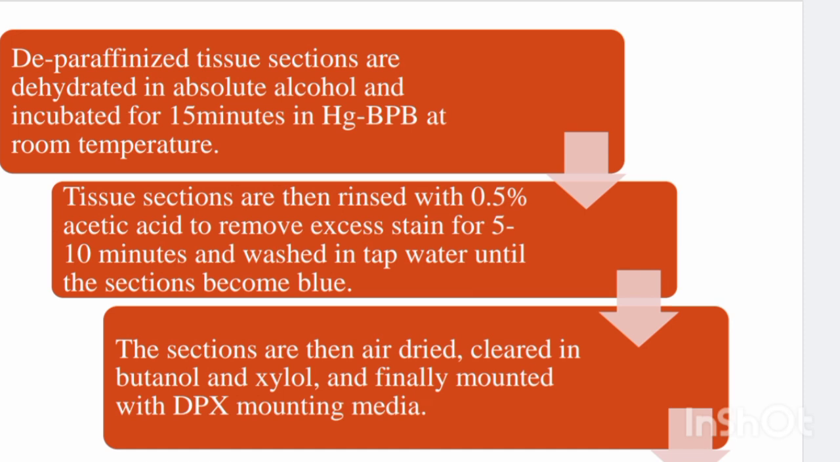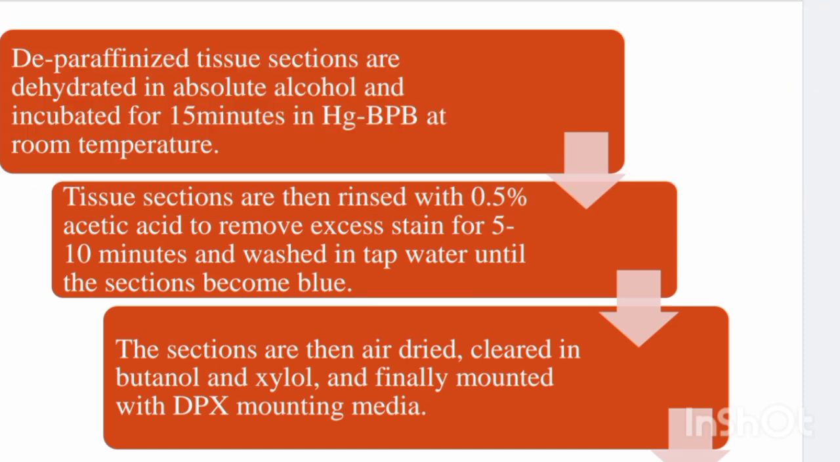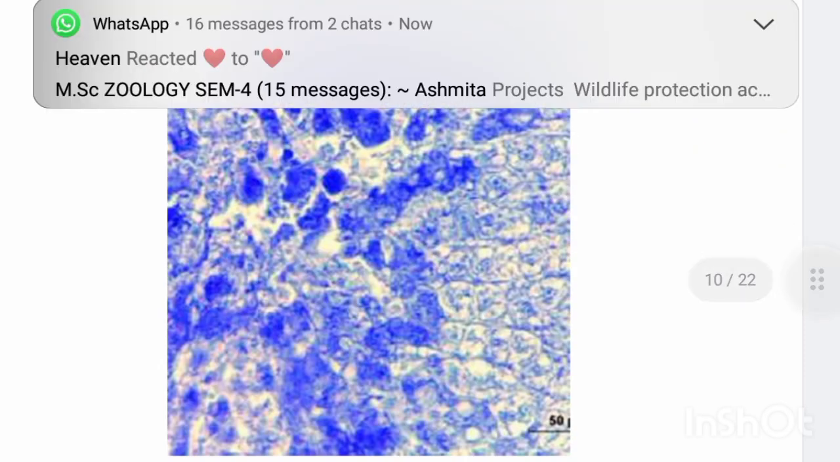Then in the third step, the sections are dried and cleared with butanol and xylol. Then we mount with DPX. We all know DPX is a mounting medium. Then lastly, if there is a presence of blue color, that means the protein is present. This is the color. This is a liver section stained with mercury Bromophenol blue.